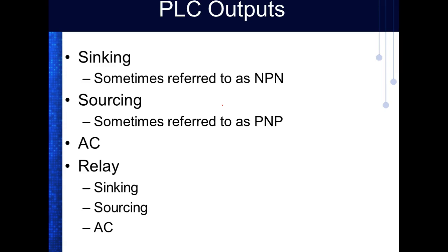PLC outputs, we can have either one. Sinking, which means they use input and output. Sourcing, they could be called PNP modules. PNP modules can be AC, or they can be relay. Now, what advantage does the relay have? You decide if they're sinking or sourcing, right? What's the disadvantage of relay?